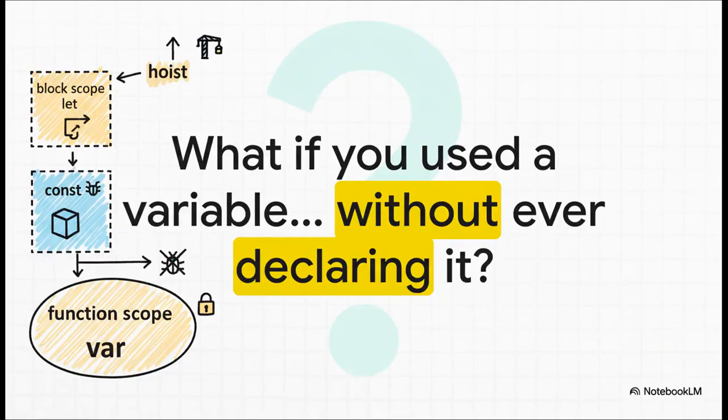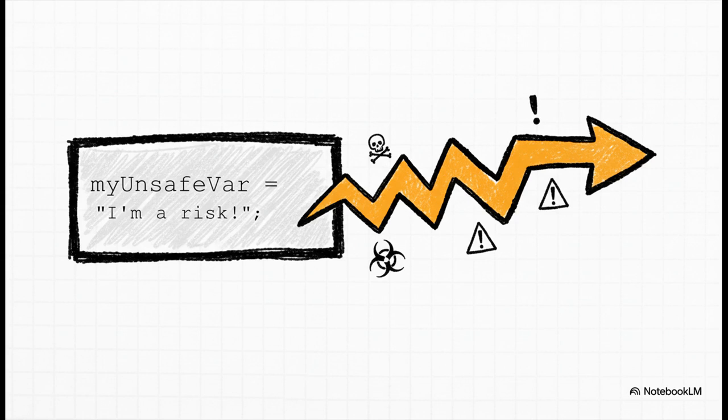But let's start with a bit of a weird question, just to see what happens. What if you just used a variable without ever properly creating it first? It sounds like a simple mistake, but the answer really gets to the heart of why modern JavaScript works the way it does. So you write something like this.